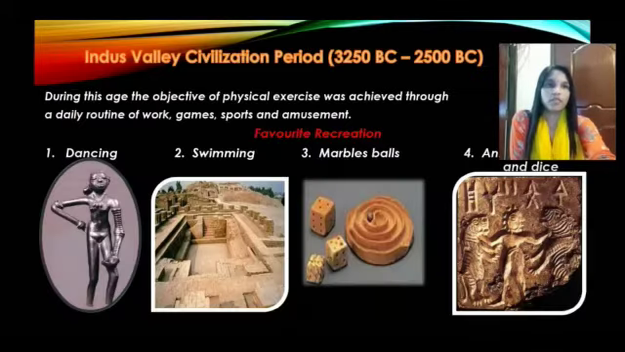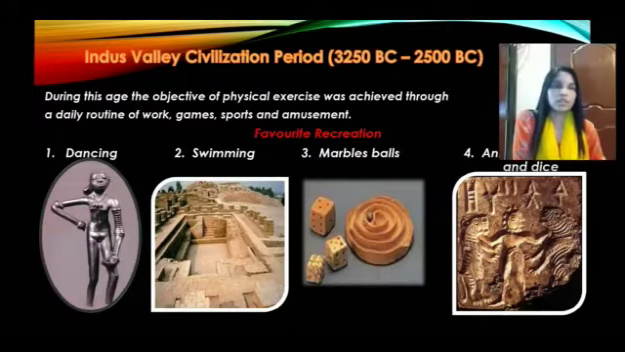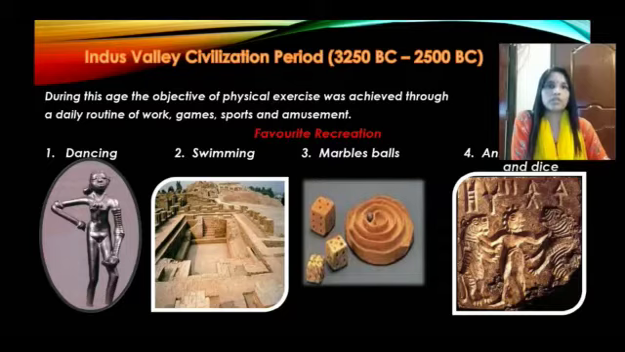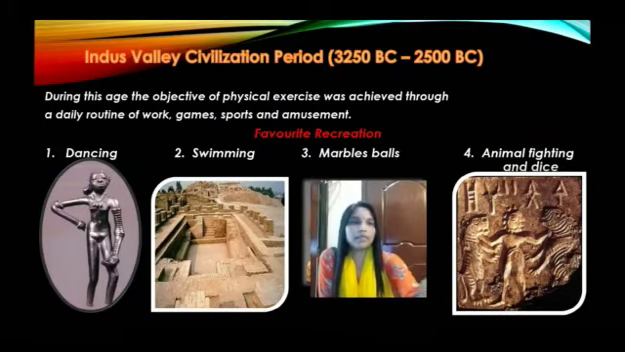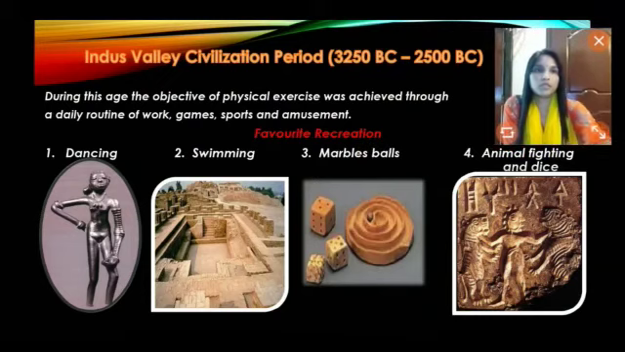Then we will go to the next slide. In this slide, we will learn about the Indus Valley Civilization period, that is from 3250 BC to 2500 BC. During this age, the objective of physical exercise was achieved through a daily routine of work, game, sports, and amusement. Their favorite recreations were dancing, swimming, marble balls, and animal fighting, that you can see in this picture.